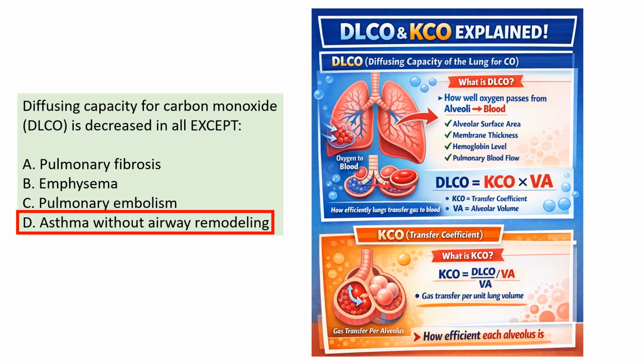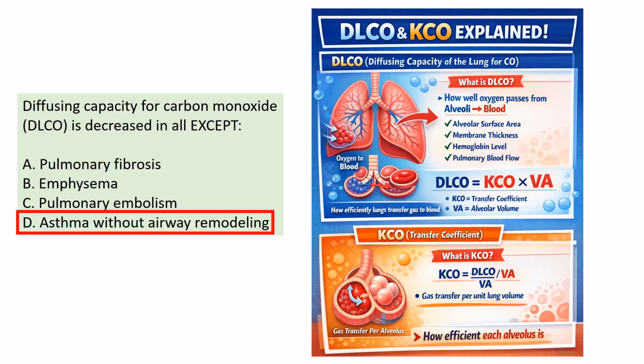KCO means gas transfer per alveolus. How efficient is each alveolus? Here we can see only alveolar efficiency. With DLCO we mainly measure the oxygen diffusion capacity, how the alveoli function and how the patient is able to transfer oxygen from the alveoli to the blood. This is an indirect method.